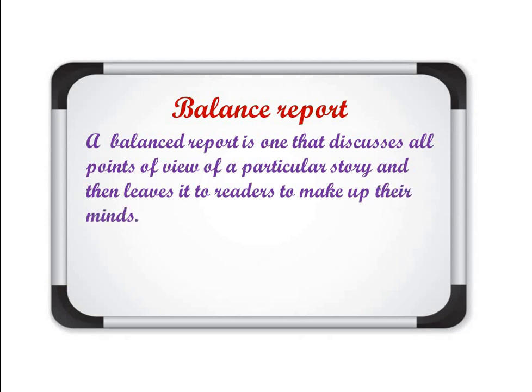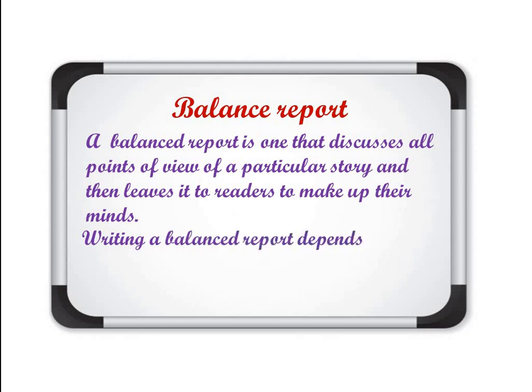Suppose any news is regarding a political party or two political parties, it is the duty of media to show all the points of view, not only one. Suppose a news channel is tilted towards a political party and in favor of that party, obviously that channel will show the news in favor of that party only. So that is not a balanced report. A balanced report discusses all points of view of both the parties, and then gives it to the readers to make up their minds, means everything is included there.